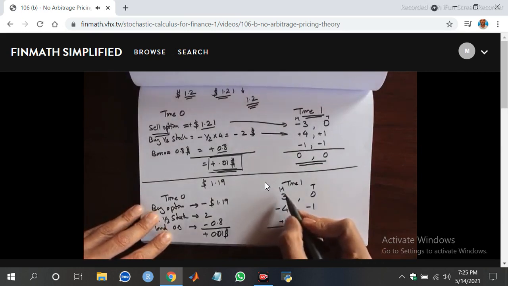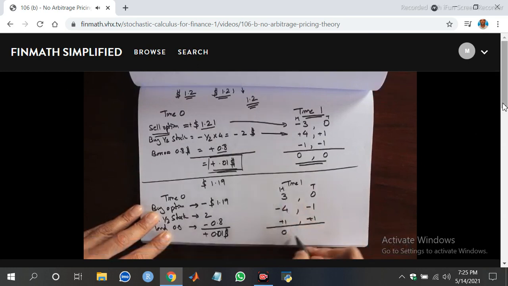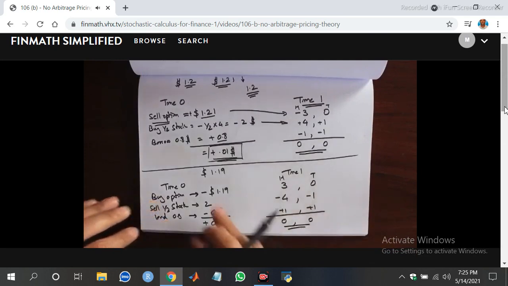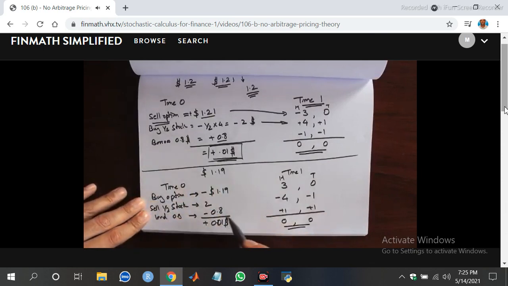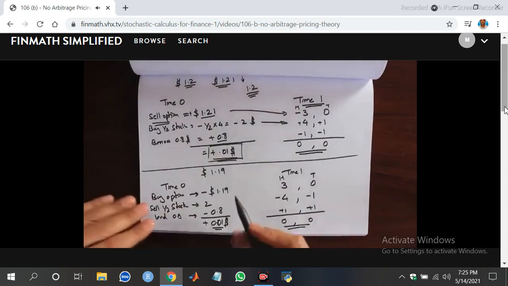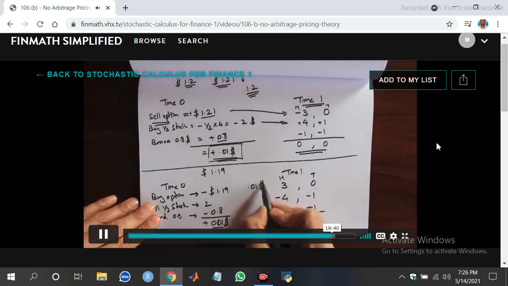So if you add them up, you will see if we get a head, all the cash flows will cancel out, and we get a 0 cash flow here. Likewise, we get a 0 cash flow here. So using this strategy again, we've taken advantage of the situation. At time 0, we got a positive cash flow. At time 1, there was no chance of us losing any money because of this strategy. And again, we made an arbitrage profit of $0.01.